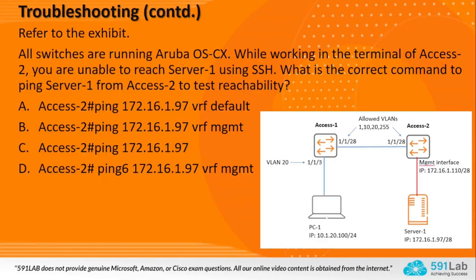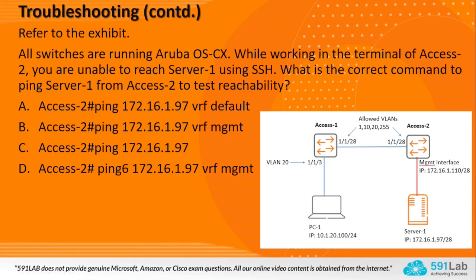This is under troubleshooting. Second question. Refer to this exhibit. All switches are running Aruba AOS. While working in the terminal of access 2, that is this switch, you are unable to reach server 1 using SSH. What is the correct command to ping server 1 from access 2 to test reachability? This server 1 is connected to this management interface of the access 2.